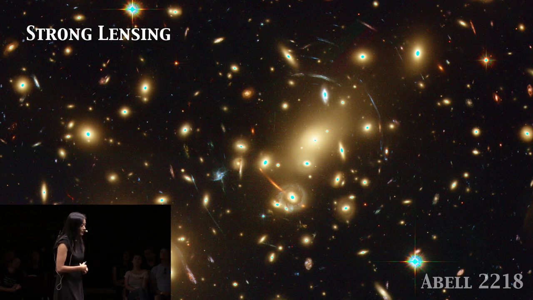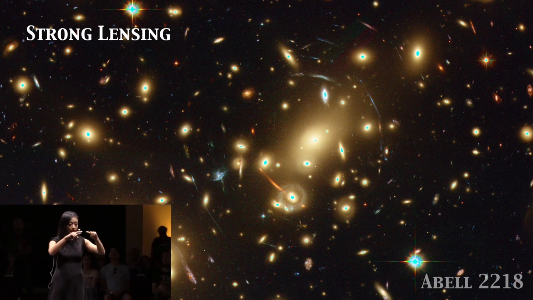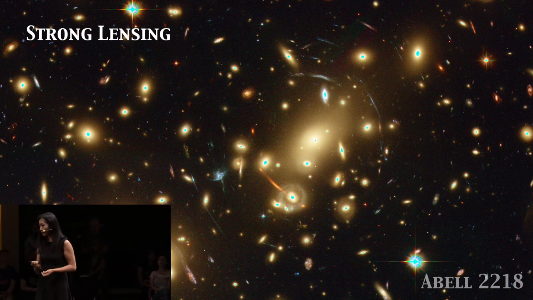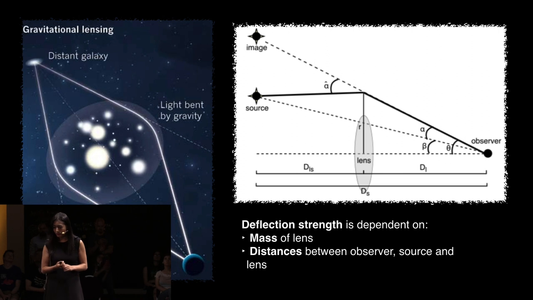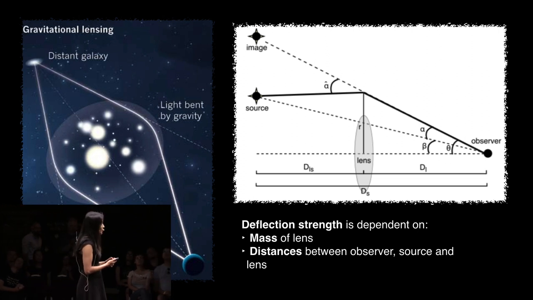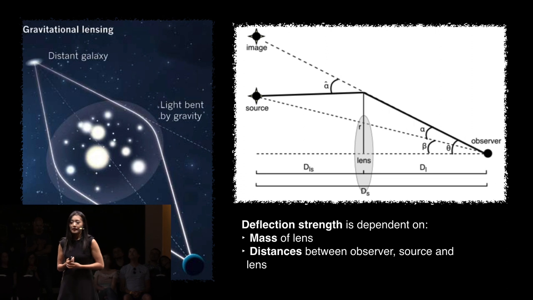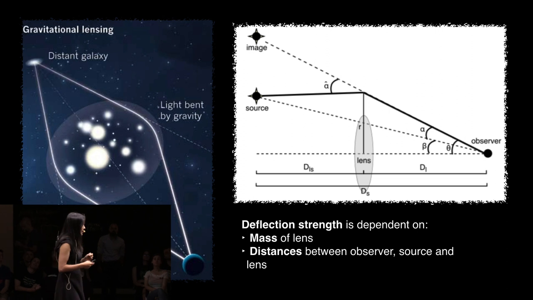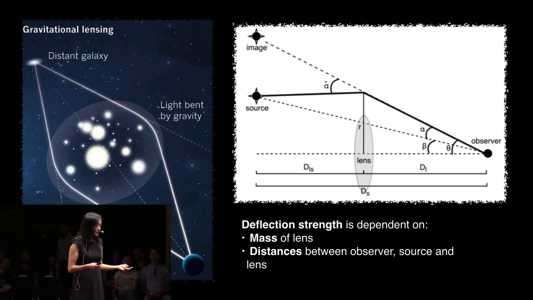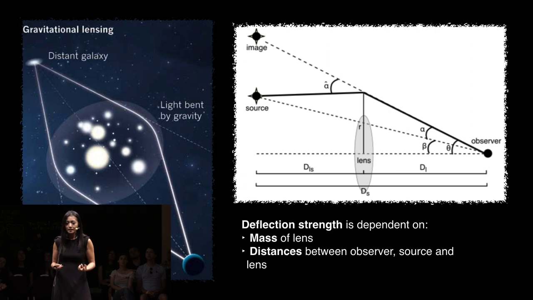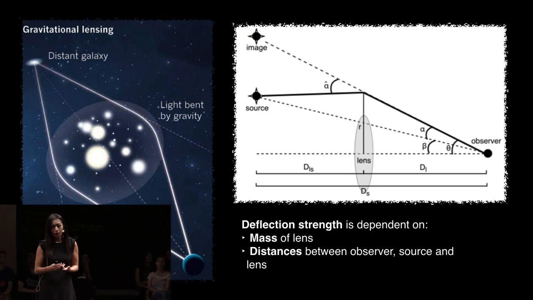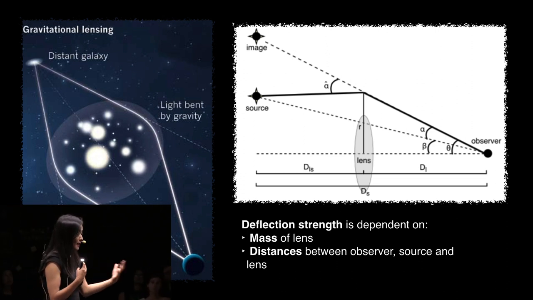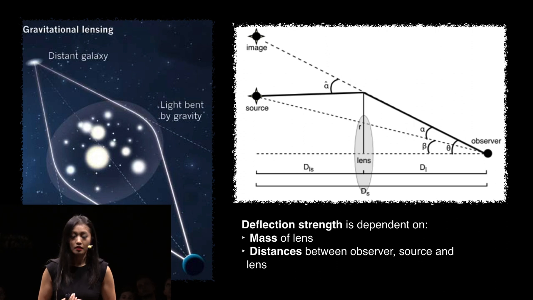And in strong lensing, this effect is really, really clear because you get these giant arcs on the sky, and sometimes even entire rings. Gravitational lensing is a purely geometrical effect, and its strength is dependent on two things. It's dependent on the mass of the galaxy cluster, or the mass of the lens. And this is solely sensitive to the growth of structure in the universe, and so the amount of dark matter and dark energy there is in the universe.